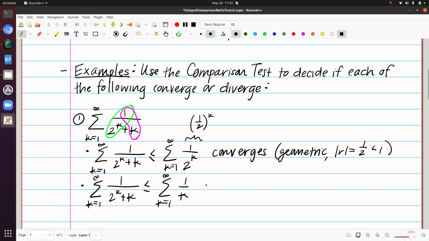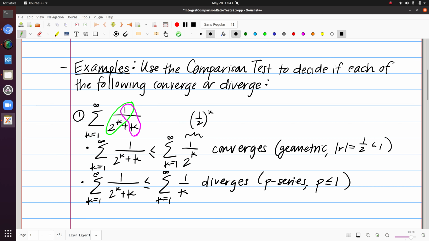However, for the second bullet point here, the comparison series diverges. And again, I can quickly justify that by pointing out that it's a p-series where the p-value is equal to 1, but in particular it falls into the category of less than or equal to 1, and we know that p-series diverge in that case.